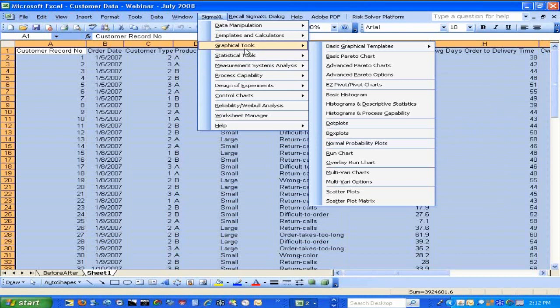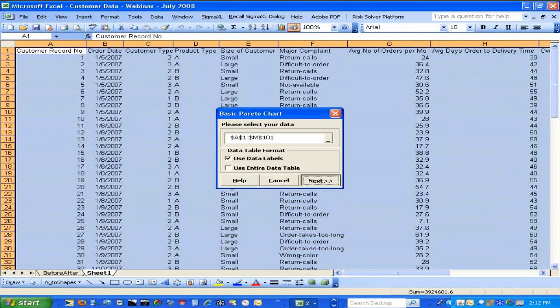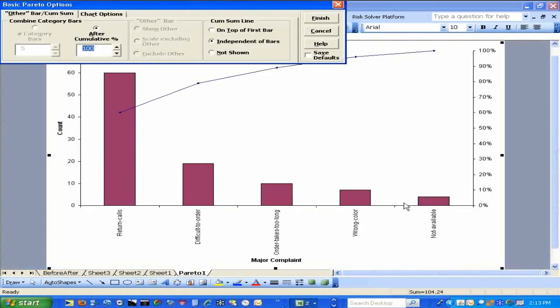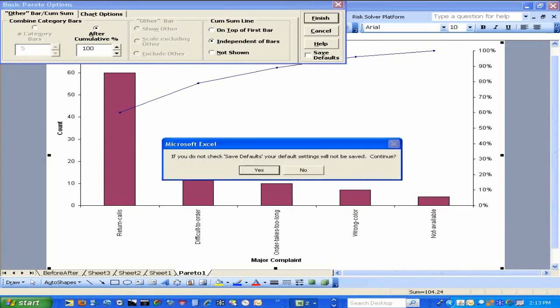So I'd like to begin with one of the common tools that's used early on in a DMAIC project, the Pareto chart, and I'm just going to do a basic Pareto chart of customer complaints. So come down to major complaint, and I'll select that as my Pareto category, and then I'll just click Next. And here I have my Pareto chart showing return calls as being the number one complaint, followed by difficult to order. Okay, and then I can just finish up on that.